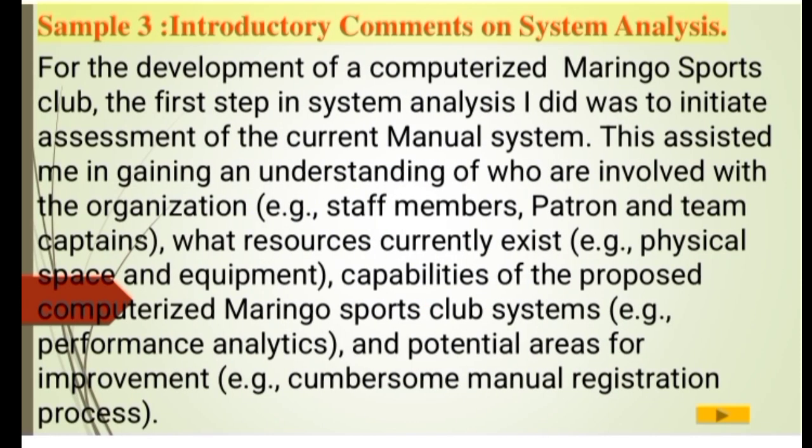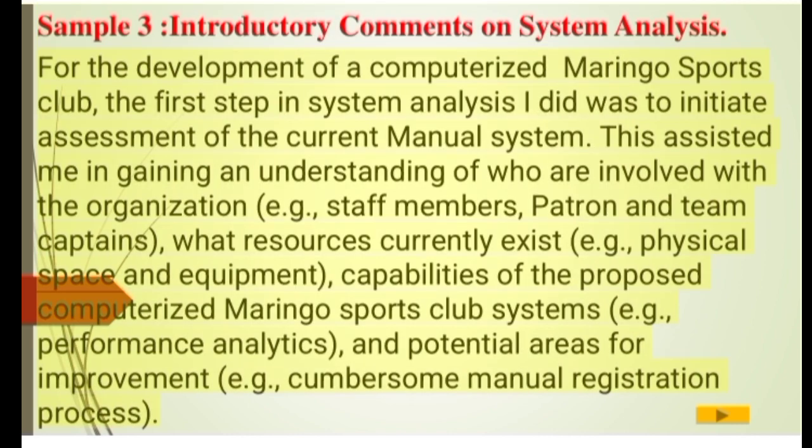Sample 3. Introductory comments on system analysis. For the development of a computerized Maringo Sports Club, the first step in system analysis I did was to initiate assessment of the current manual system. This assisted me in gaining an understanding of who is involved with the organization, e.g., staff members, patrons and team captains, what resources currently exist, e.g., physical space and equipment, capabilities of the proposed computerized Maringo Sports Club system, e.g., performance analytics, and potential areas for improvement, e.g., cumbersome manual registration process.